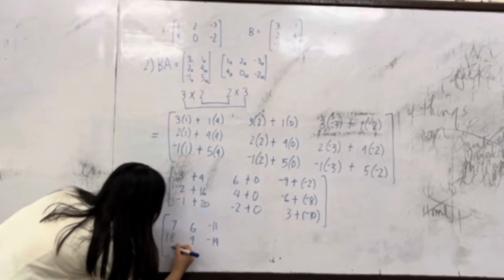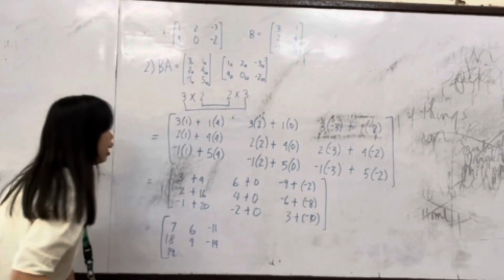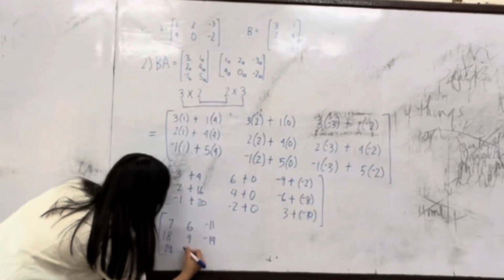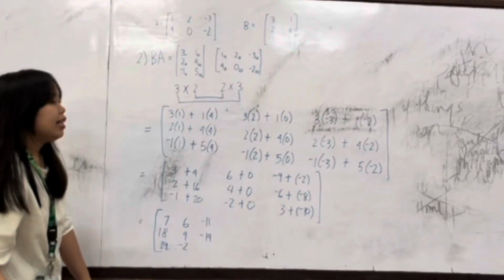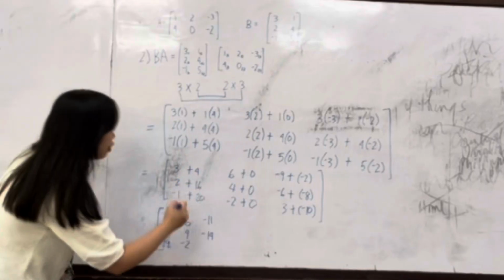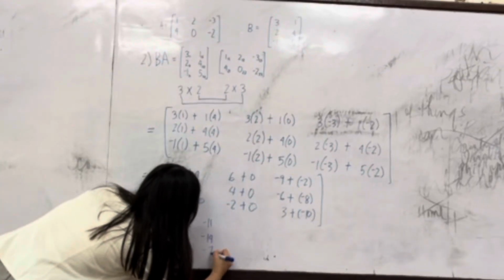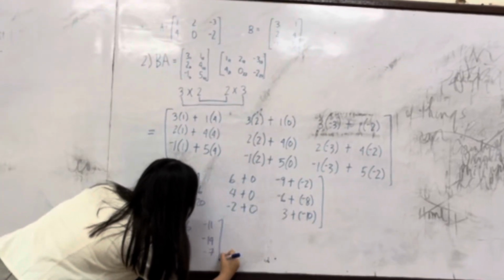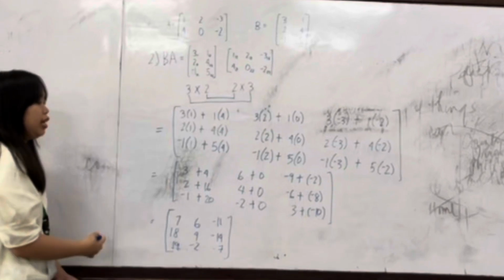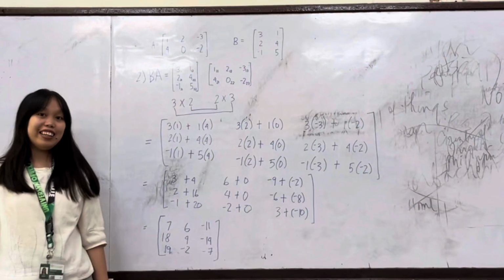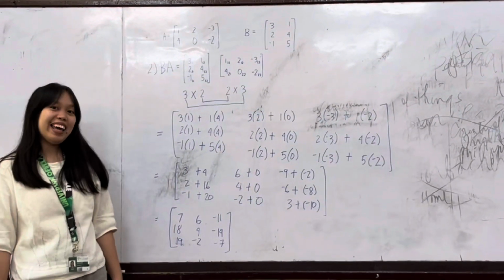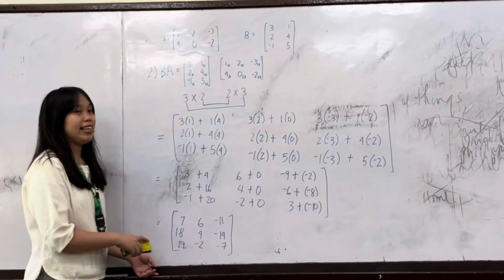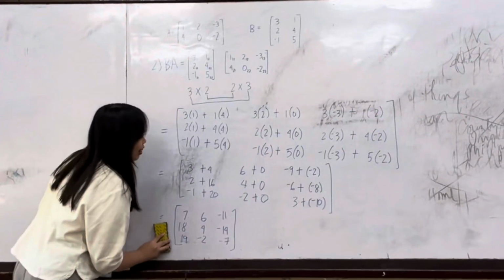19. And then negative 2 plus 0 is negative 2. And last one, 3 plus negative 10 is negative 7. So now this will be our answer. Got it? Got it. Okay, now we will erase this on the board with the key.